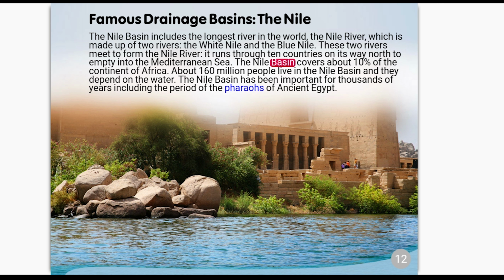The Nile Basin covers about 10% of the continent of Africa. About 160 million people live in the Nile Basin, and they depend on the water. The Nile Basin has been important for thousands of years, including the period of the pharaohs of ancient Egypt.